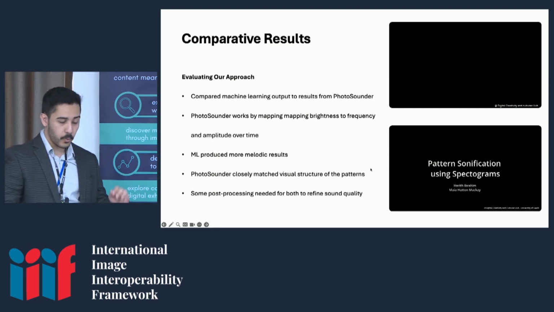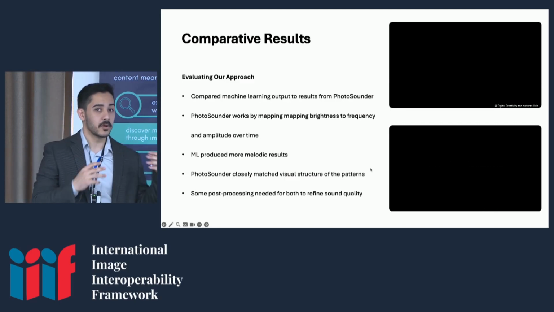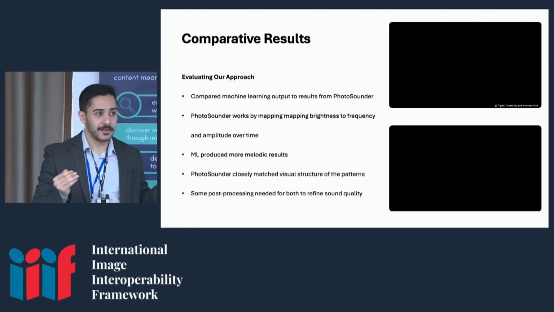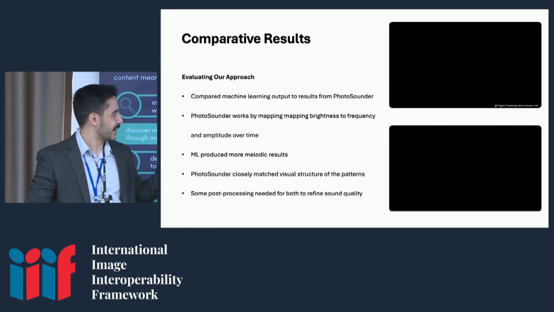So with these results, we found that our approach is more melodic, while Photosounder is more aligned with the structure. And this will provide us with different methods of interpreting this in the future.